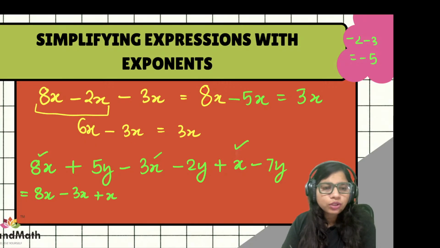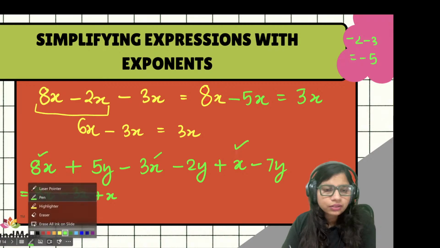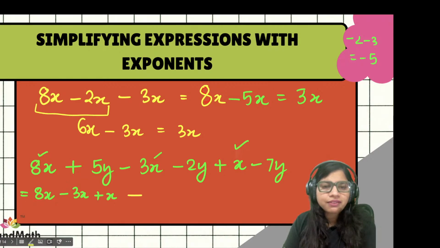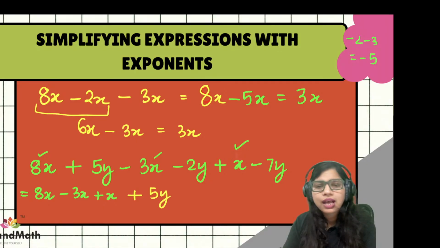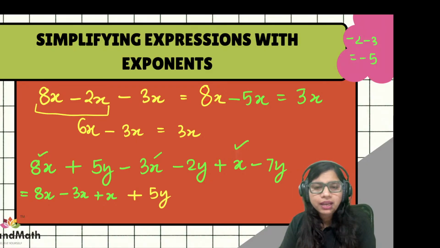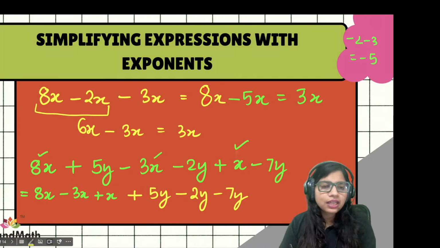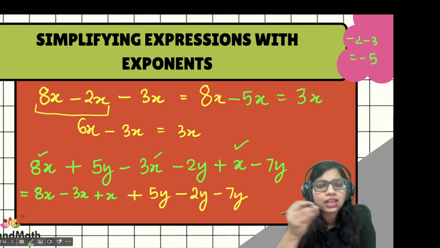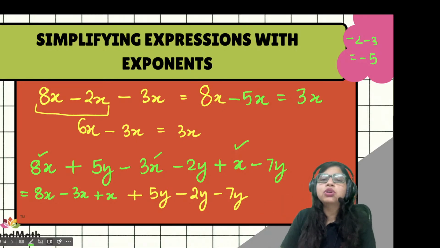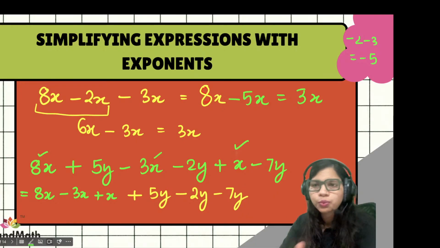Fine. Now I'm going to be writing y's together. So plus 5y, what is not having a tick mark is a y, minus 2y minus 7y. And now we're going to be solving this, right? It really avoids making mistakes. And in algebra or anything, when you are making mistakes, you are actually ignoring a few things, or maybe you are trying to do it all the way together, and that is making mistakes.